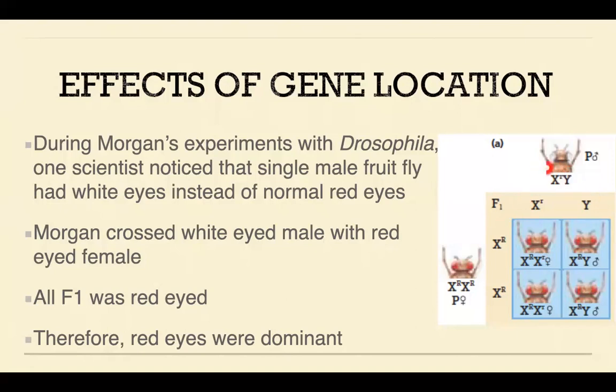Remember these guys? Punnett squares. So we have the red-eyed female, here is XX, and the white-eyed male, XY. It turns out when they mated these two together, the entire F1 generation was all red eyes. That determines that red eyes are dominant.